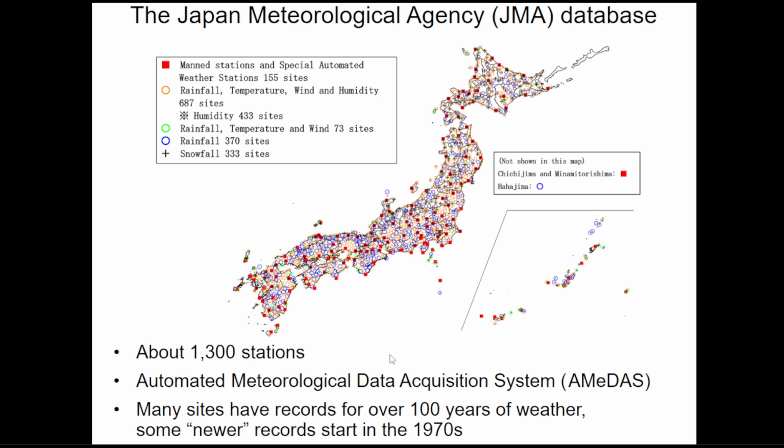And many of the sites have over 100 years of weather. Some of the relatively newer records start around the 1970s, 60s, 70s, or 80s. But most stations will probably have at least 50 years of data. And over here, this is Okinawa offset. Actually, Okinawa is down to the left.